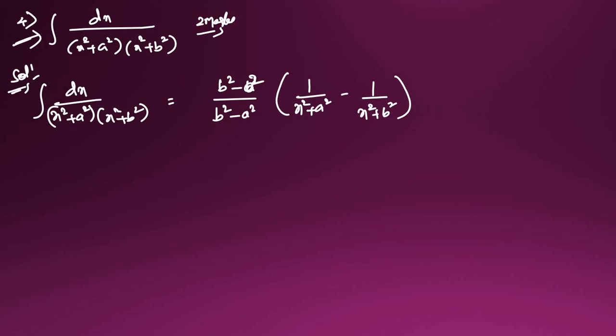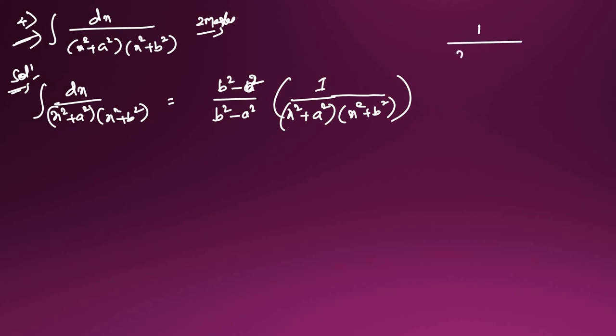Sorry students, here I made one mistake. For the given question only, I will multiply to the given question, 1 by x square plus a square into x square plus b square. If we do it like this, it will become okay now. Here x square plus a square into x square plus b square is there, so if we divide this, it will become 1 by x square plus a square, and minus 1 by x square plus b square will come here. I did this in my rough notes.